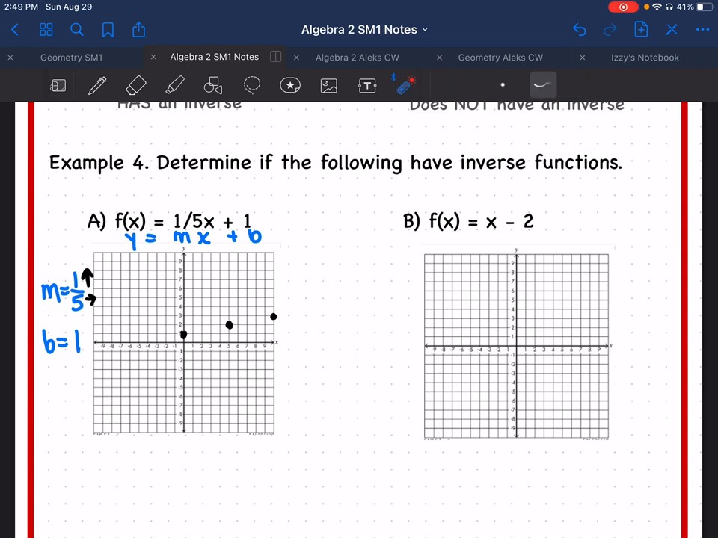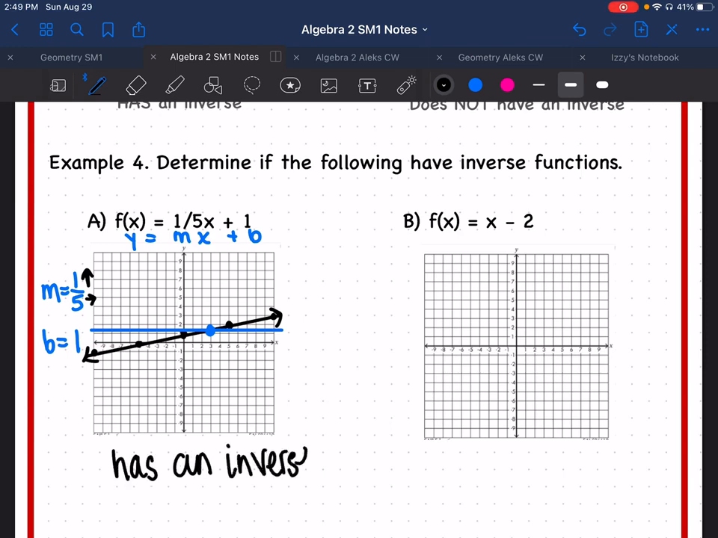Remember, we can also switch that and go 1 down and 5 to the left. Connect them together. I'm going to do the best I can. There it is. Let's do our horizontal line test. Now imagine moving that line through there. Anywhere I move it, it's going to only intersect it once. This one has an inverse. I don't know what it is, but I know it has an inverse function.